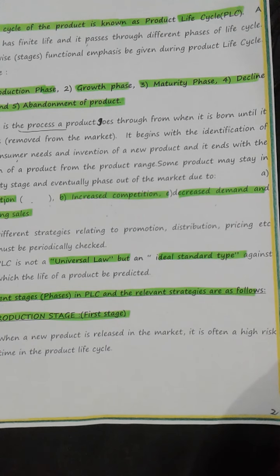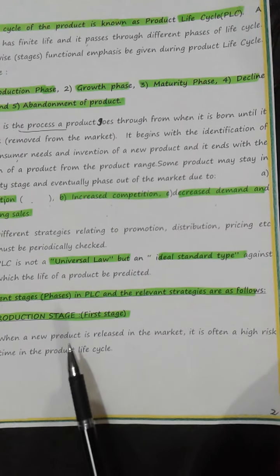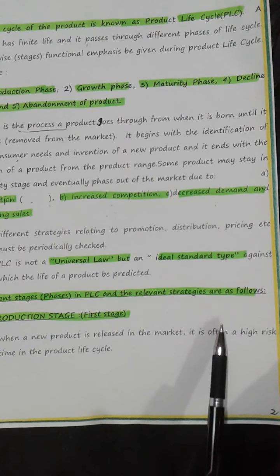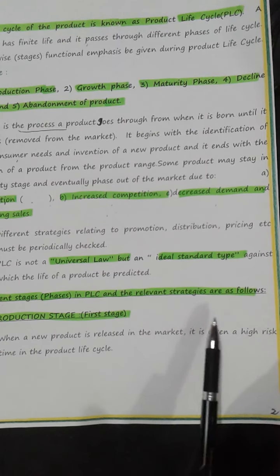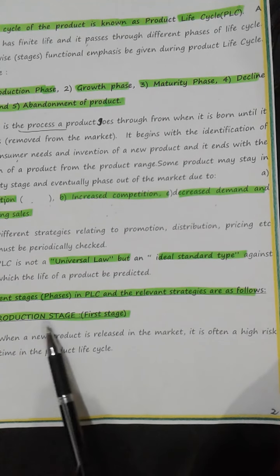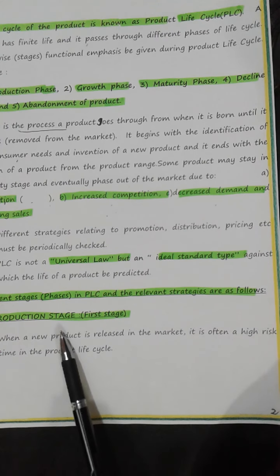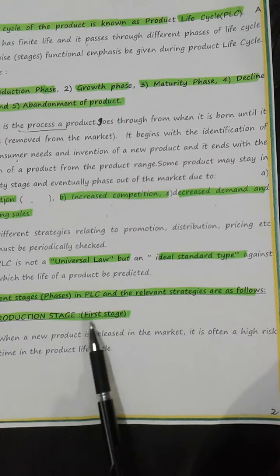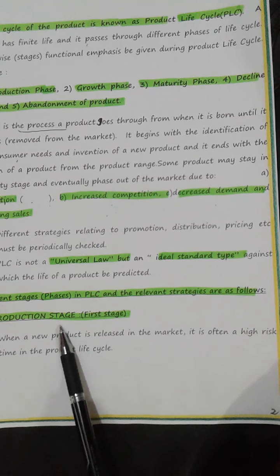Let us go on to the stages, the phases in PLC, and the relevant strategies. The first one, introduction stage, first stage. There are 5 features and 4 points on strategies, children. 5 features and 4 points on strategy. Now, you must understand, children, the introduction stage is called the pioneering stage. Launching of the product in the market. Please note down, children, launching of the product in the market is called the first stage.